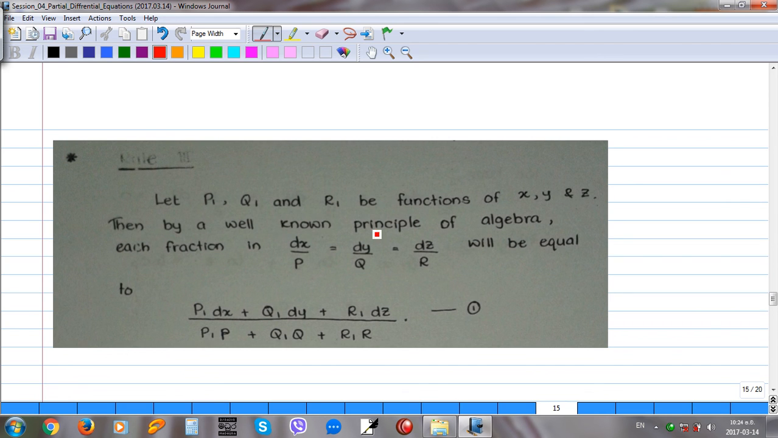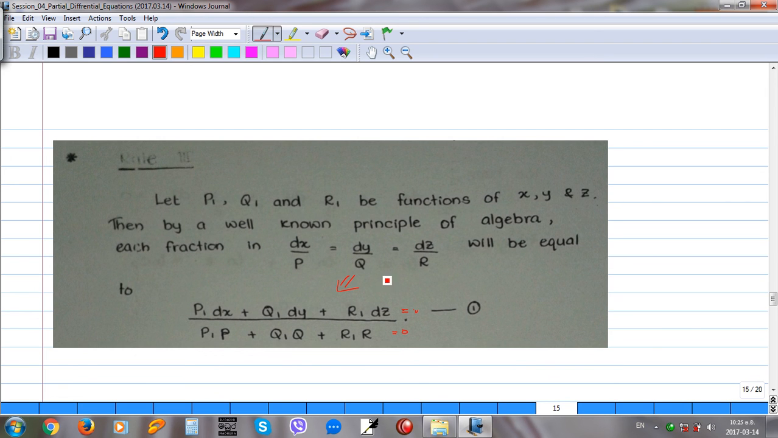Then by a well-known principle of algebra, each fraction in dx over p equals dy over q equals dz over r will be equal to p1 dx plus q1 dy plus r1 dz over p1 p plus q1 q plus r1 r. To solve this equation, we equate the numerator to 0 and the denominator to 0 separately. Then you can get the general solution for the partial differential equations.